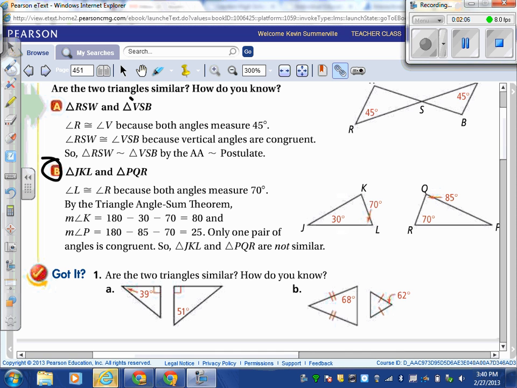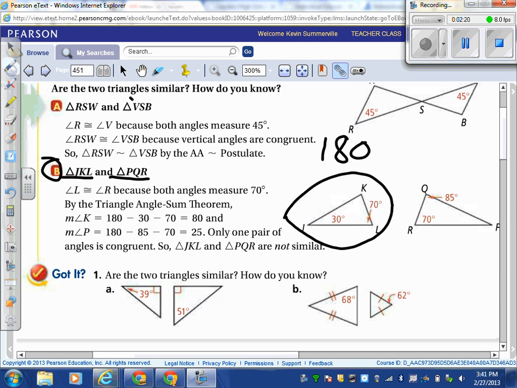Example B, we're going to take a look at triangle JKL and PQR. We know that in a triangle, all the angles add up to 180. So if we're looking at the measure of angle K, which is the angle that is missing, all you need to do is take 180 minus 30 minus 70. That would tell us that the missing angle is 80.